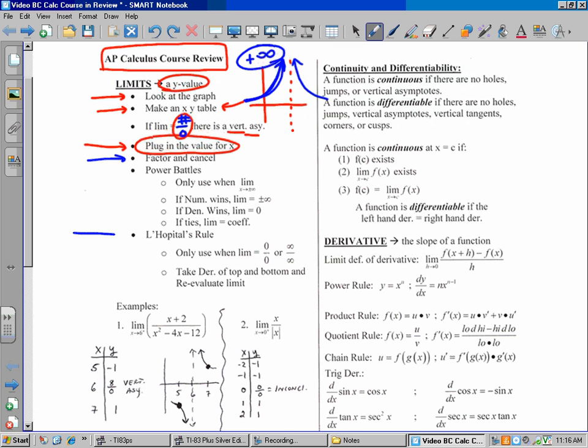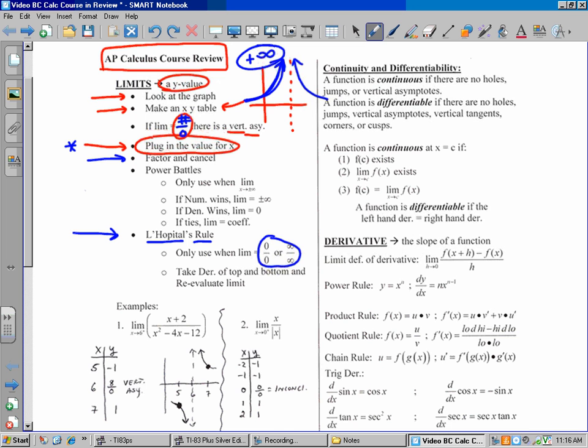You could do L'Hopital's rule. You can only do L'Hopital's rule when you plug in. Okay, so that's why this one's so important here. And you get 0 over 0 or infinity over infinity. Then and only then can you use L'Hopital's rule.